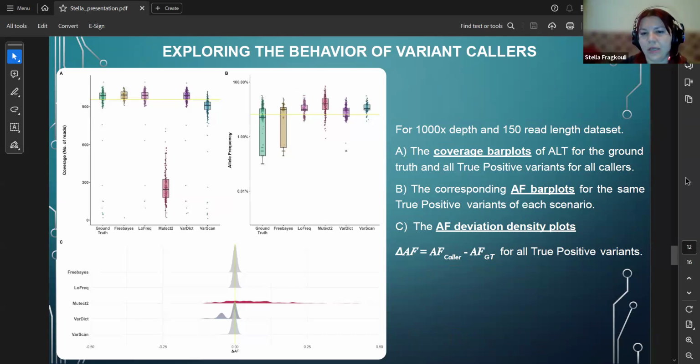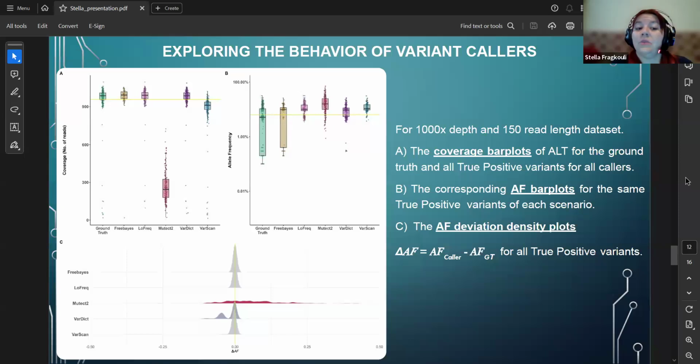And here you see the data set of 1,000 coverage, and the read length is 150. Here we have the box plots of the coverage, the allele frequency, and the allele frequency deviation density plots. One by one. The box plot for the coverage shows the distribution of the true positive variants. That means the variants that were present in the ground truth and were also detected by the algorithm. So its point is a true positive variant.